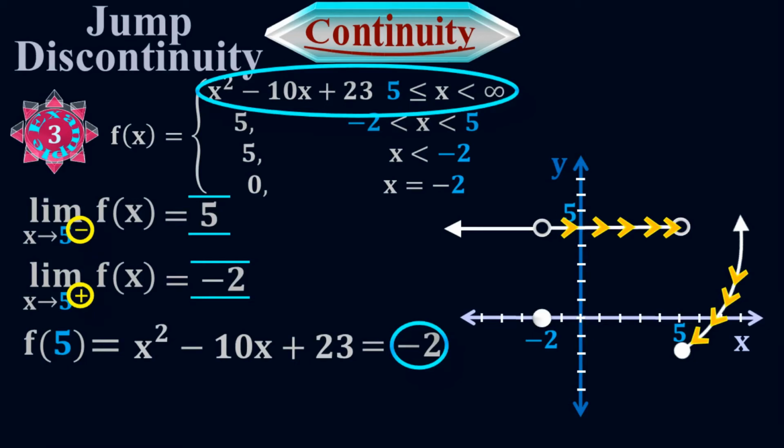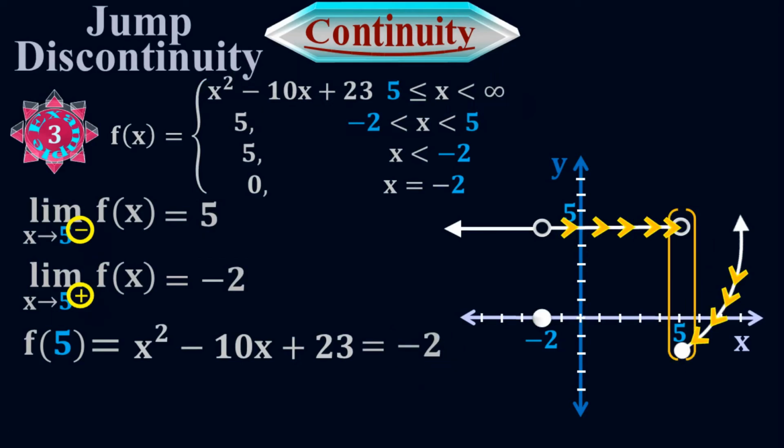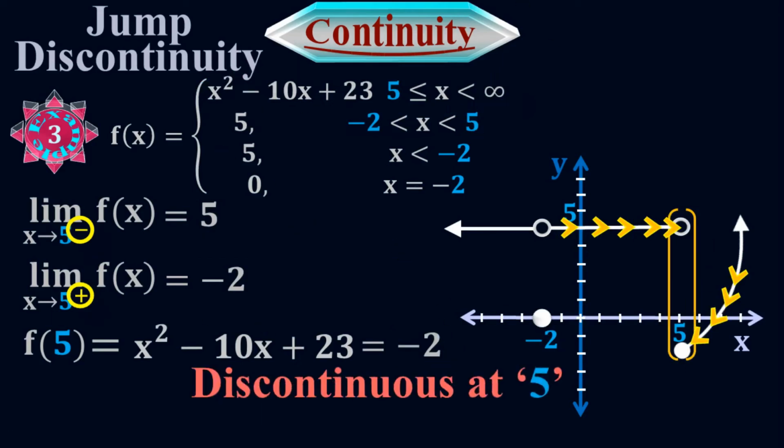For the discontinuity, if the regular limit is not equal to the actual value, then the function is discontinuous. I have no problem with the actual value. My f of 5 is negative 2. But my regular limit does not exist since they are not equal to each other. Therefore, this function is discontinuous, but a jump discontinuity. There is a huge jump here, from here up to here. So my function is discontinuous at 5. There is a discontinuity at 5. Which type of discontinuity? Jump discontinuity. There is a jump here.